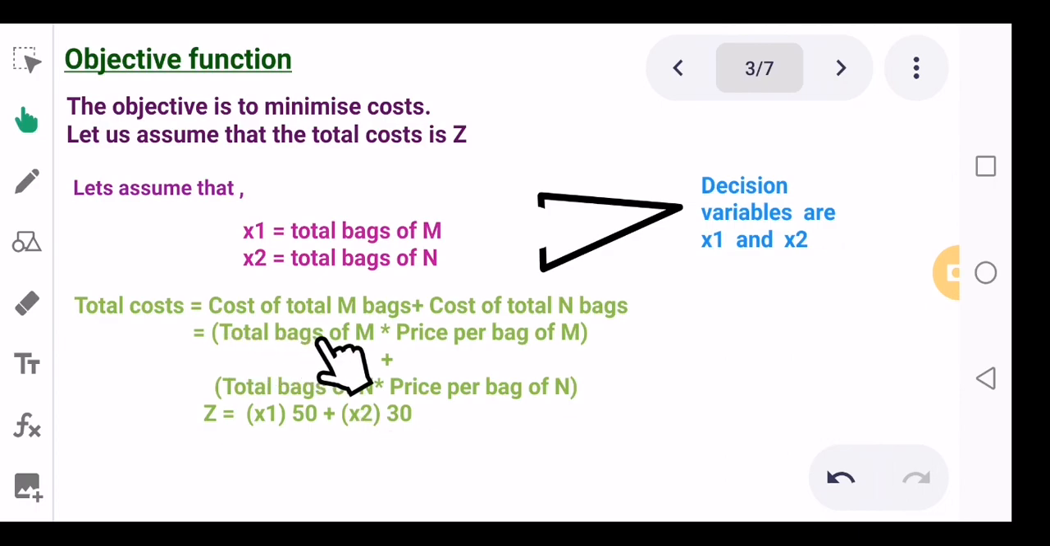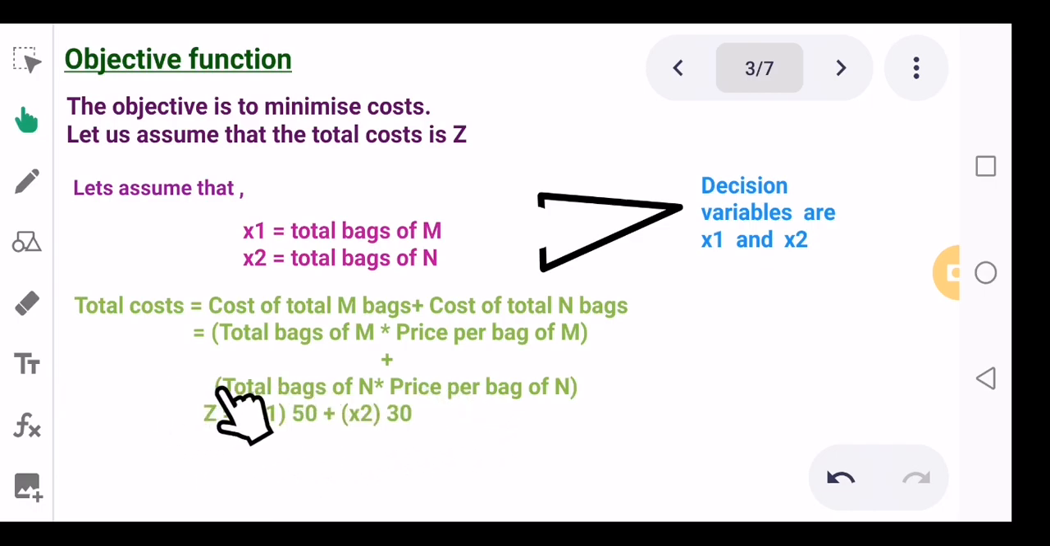Now we don't know the total quantity of M that is purchased. We don't know the number of bags purchased, or the number of N bags purchased. So let us assume that total bags of M be X1. Let total bags of N be X2. So your total cost will be equal to total bags of M into price per bag, that is 50, plus total bags of N, that is X2, which is what we have assumed, into price per bag of N, which is 30, as given in the question. And that's how we get the objective function.